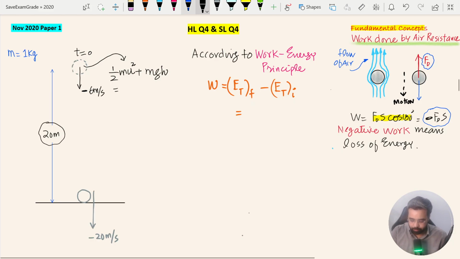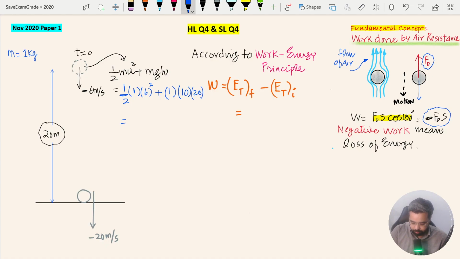So plugging the values, speed is 6 meter per second, mass is 1 kg, g is taken as 10 in this question, and height is 20. So that should be 36 over 2 is 18 joule, plus that should be 200 joule. So the total energy in the start was 218 joule. Some part of this energy is transferred to the air due to the negative work done by the drag of air. Let's find out the final energy.